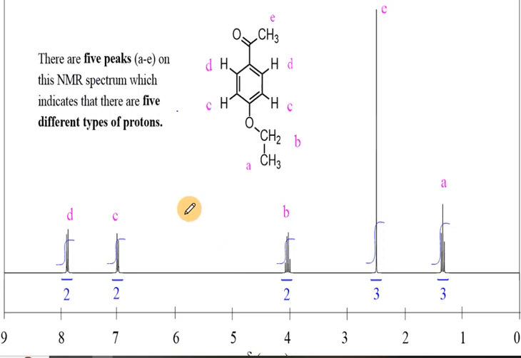So let's look at how you can find the number of signals in an NMR spectrum for a given compound. Basically, an NMR spectrum displays signal intensity on the y-axis against the frequency or the chemical shift on the x-axis. The x-axis has two main parts. We have the region of higher frequency and the region of lower frequency.